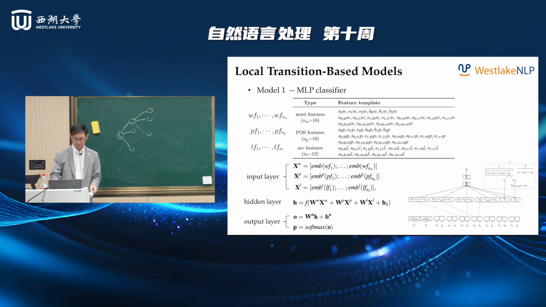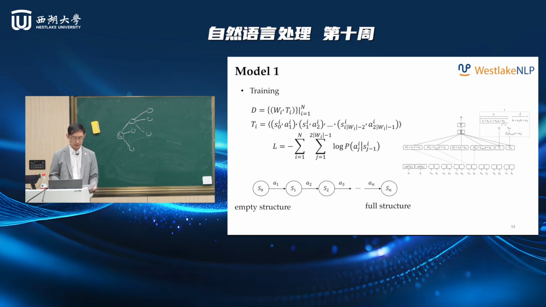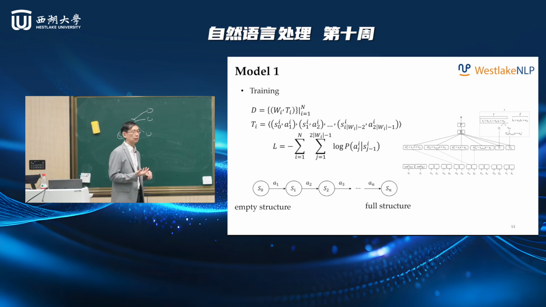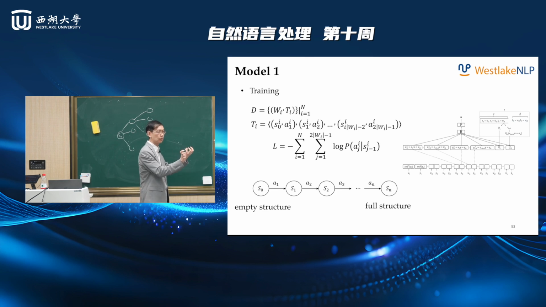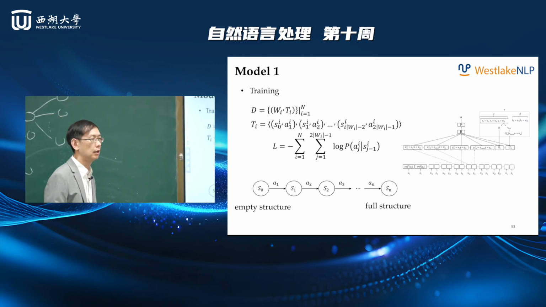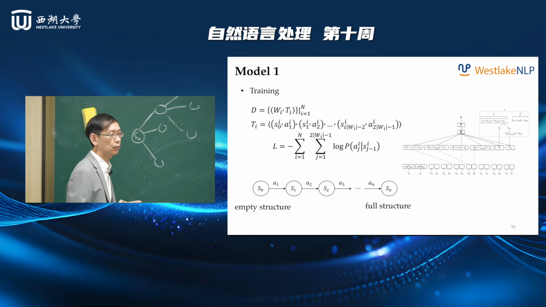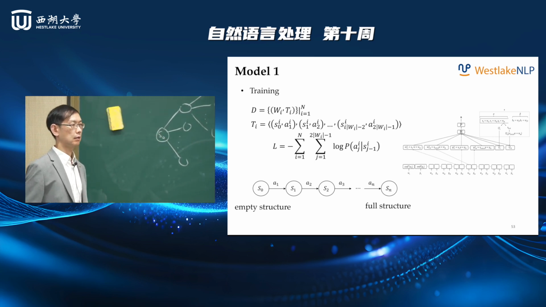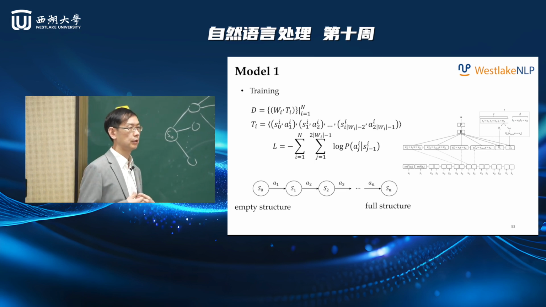That's model 1. How do I train it? When I have a dependency tree, I can devise an algorithm to translate the tree into a state transition sequence. And then I can break the sequence into a sequence of state input and action output. I can minimize the negative log likelihood of this data set for training. That's the first model.